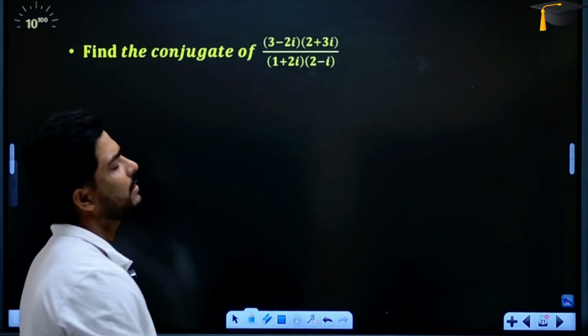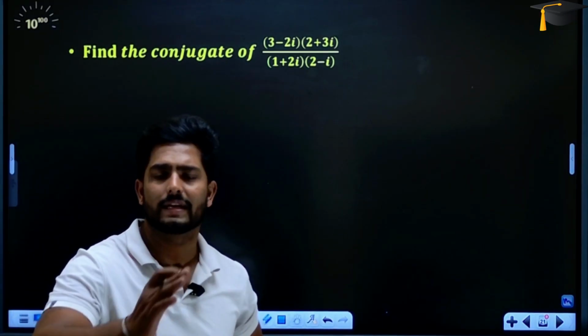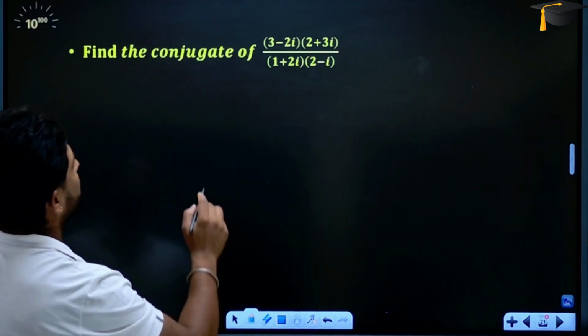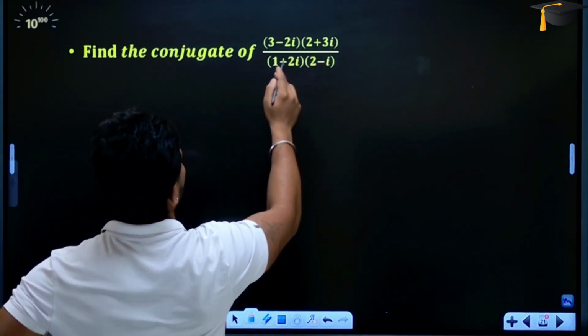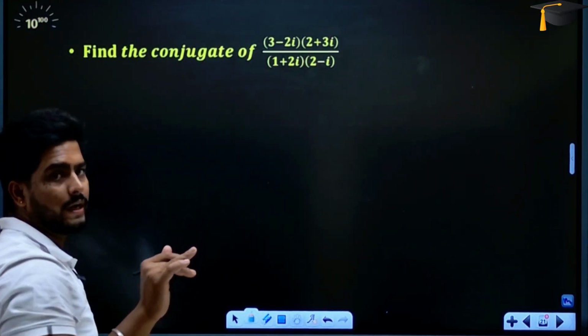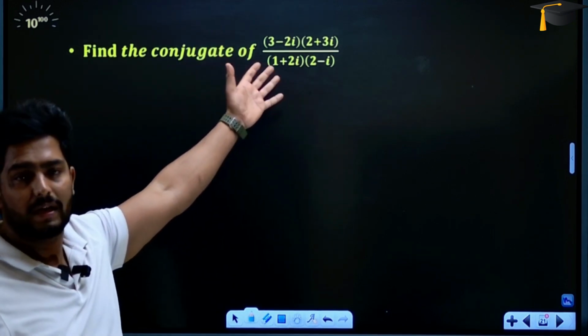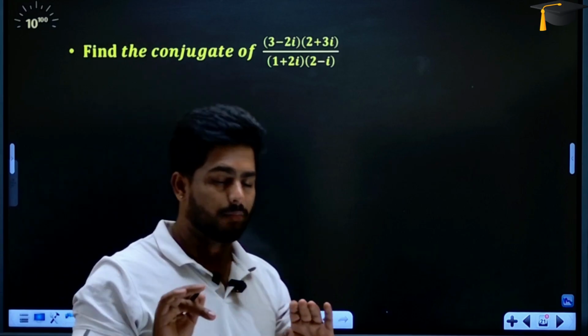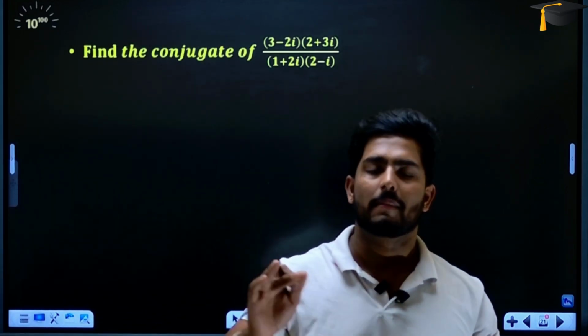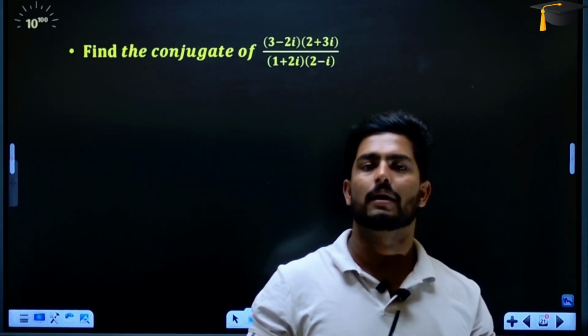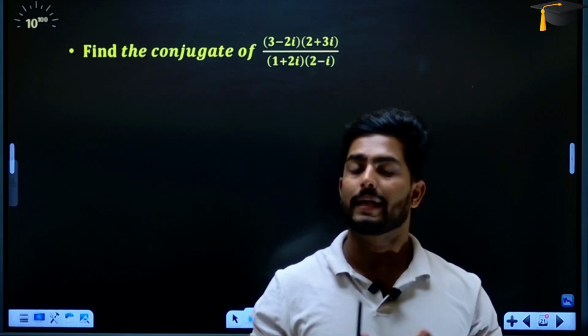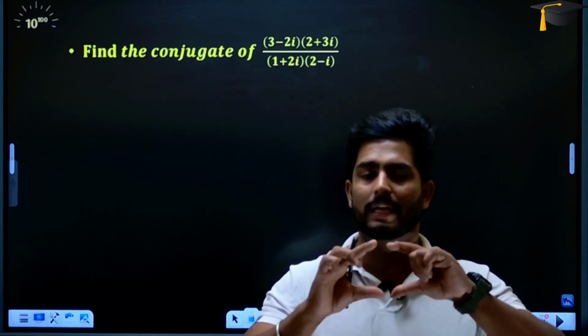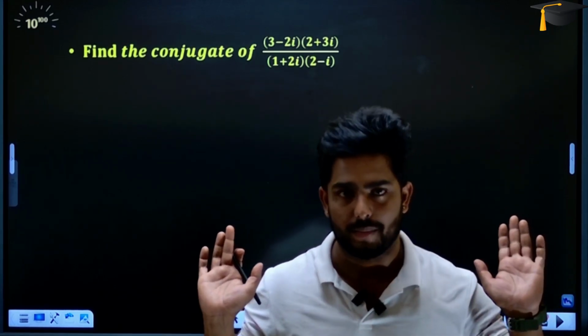Find the conjugate of this, taking an example from the miscellaneous sums. Okay, let's do this. Here too, they are asking us to find out the conjugate. So before that we have to bring it into the form a plus ib. Always remember this in complex numbers: whether it is the multiplicative inverse, the conjugate or the modulus, our major motive is to bring the complex number in a plus ib format.